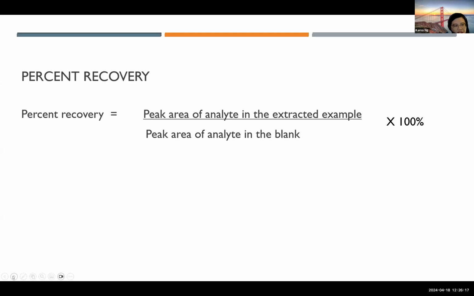So then after that, we calculate the percent recovery. The way we calculate it is we compare the peak area of the analyte. For example, if we're analyzing phenytoin, then we find the peak area of the phenytoin in the extracted sample over the peak area in the blank, and we multiply that by 100%.